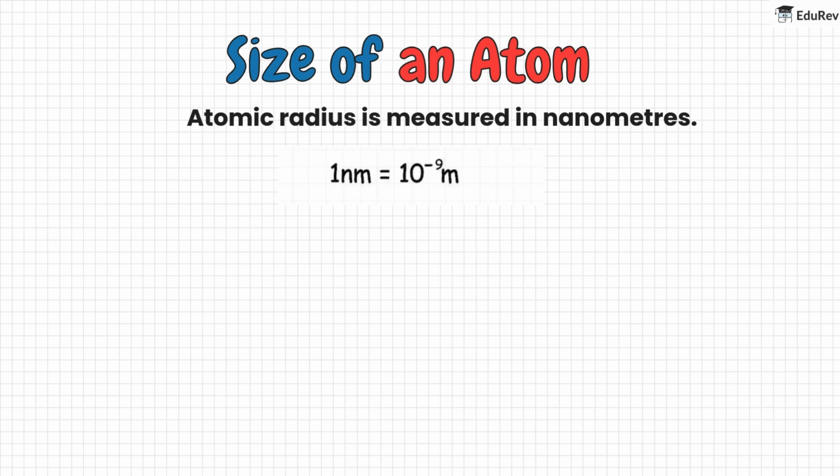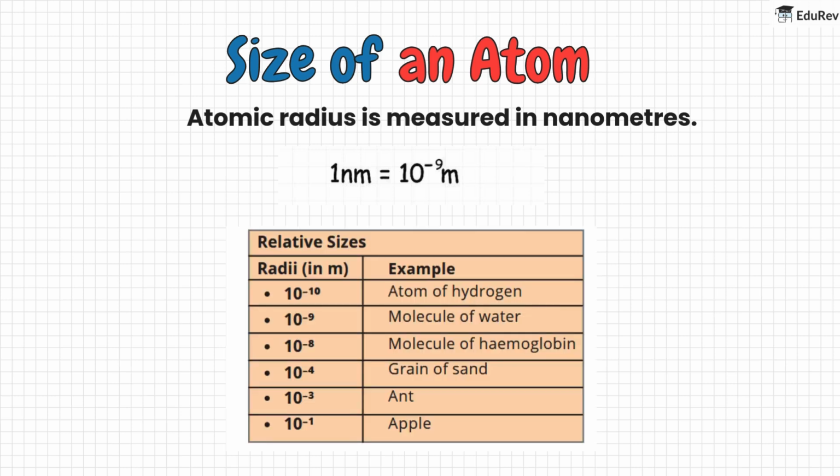Here is a table showing the relative sizes of different things. You can see here that an atom of hydrogen is having a radius of 10 raised to the power minus 10 meters. A grain of sand is having a radius of 10 raised to the power minus 4 meters.